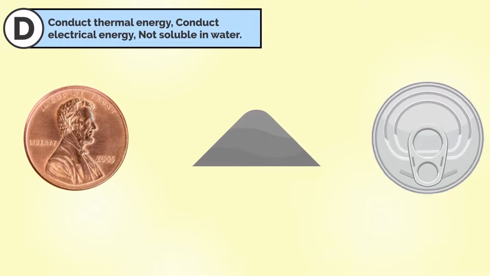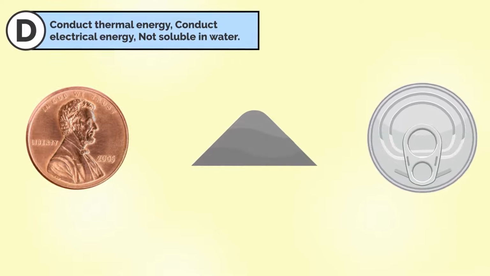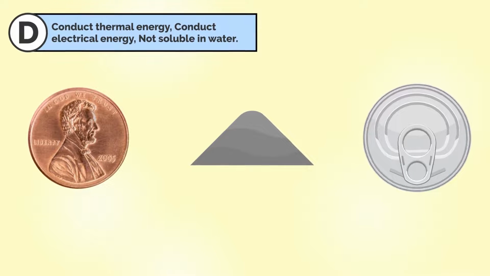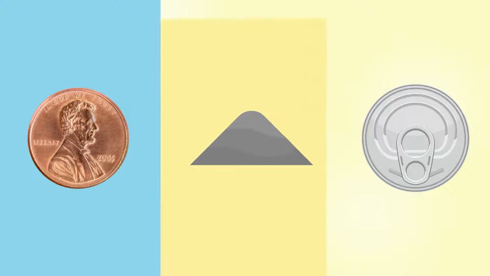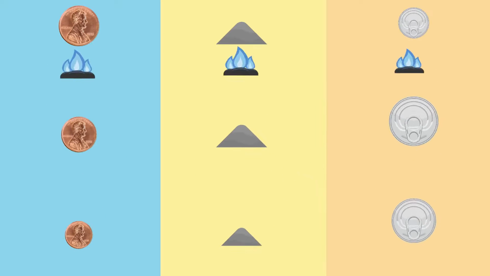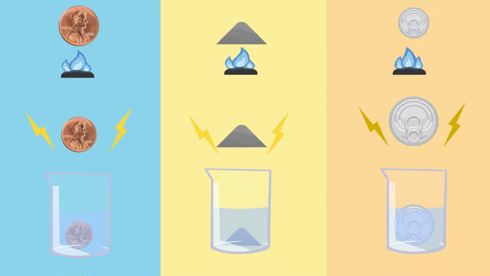Option D, conduct thermal energy, conduct electrical energy, not soluble in water. Do these properties seem to align more closely with the known characteristics of metals? All three objects will need to exhibit these traits for this to be the correct answer.